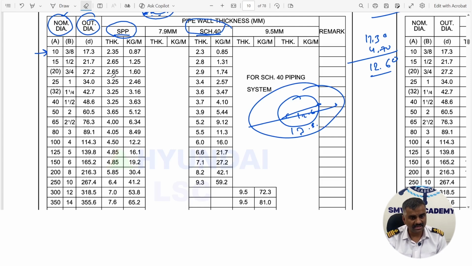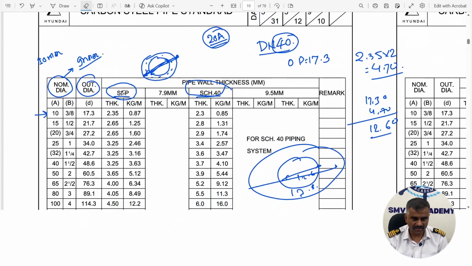So thickness can also be the same, and you can see the mass, the weight here, kg per meter. Per meter what is the weight? 0.87 kg, 1.25 kg, 1.60 kg. Even if this pipe is smaller, the thickness of both pipes is the same. So through outer diameter and nominal diameter they will know what pipe thickness they will require. So this is about the SPP pipe.